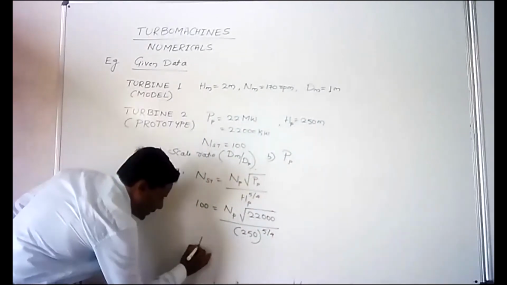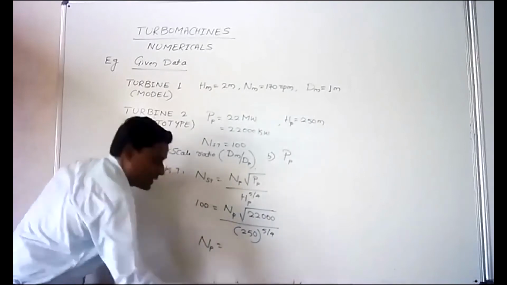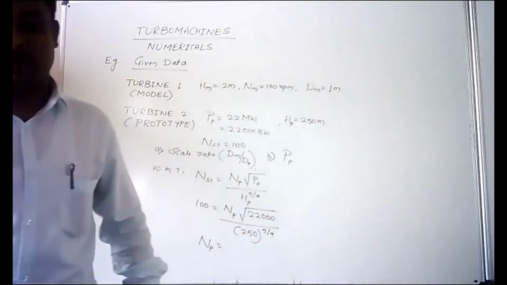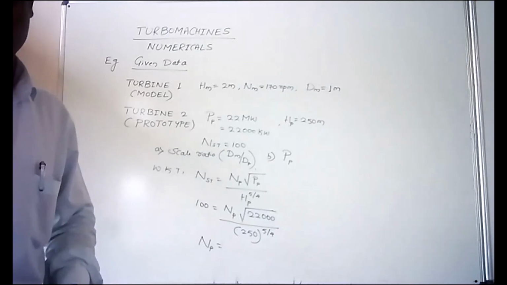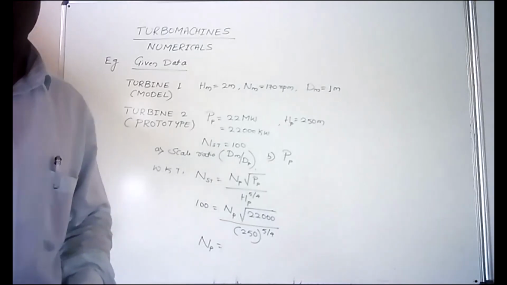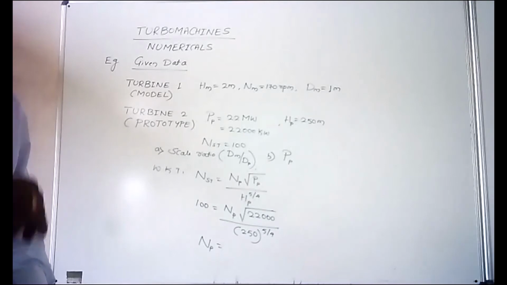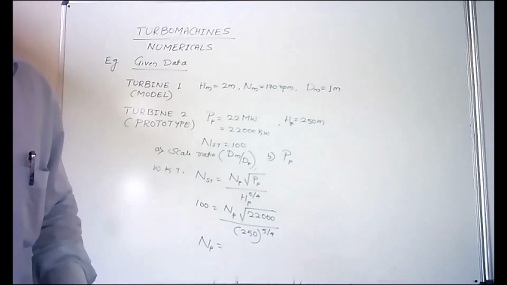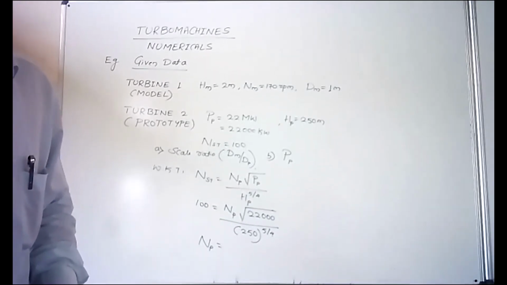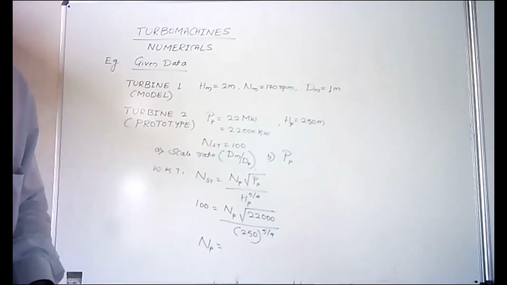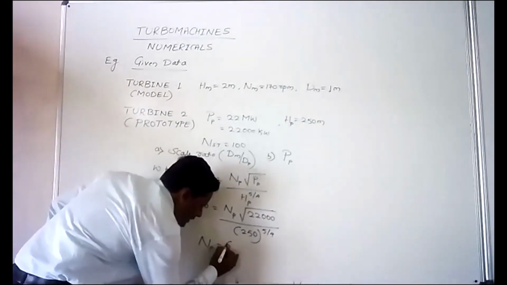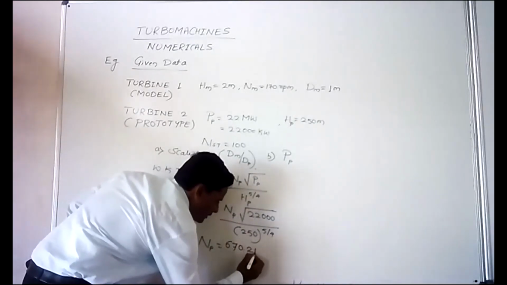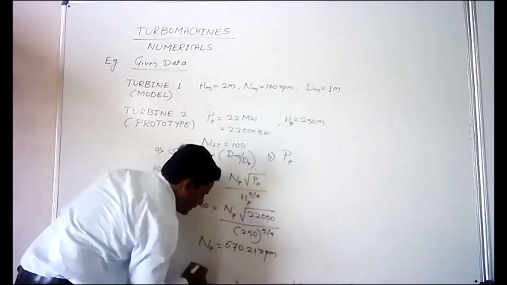Now get the value of Np here. The speed of 670.2. How much is it? 670.21 RPM. Mr. Mohit, Mr. Mehasan, Mastan, what about others? Same, sir. 670.21 RPM. Very good. This is in RPM.